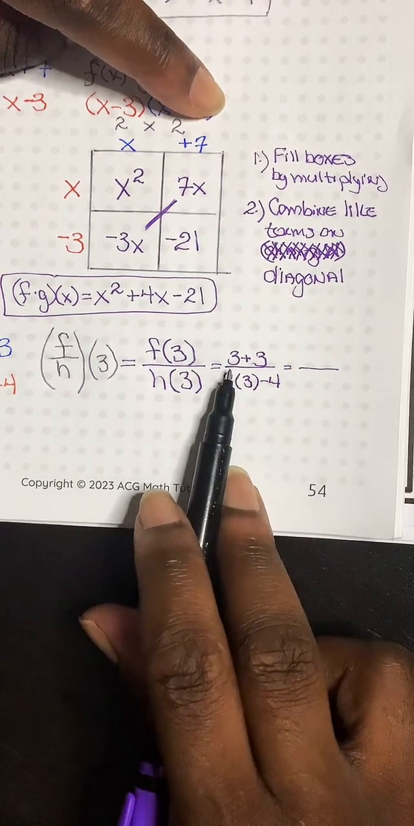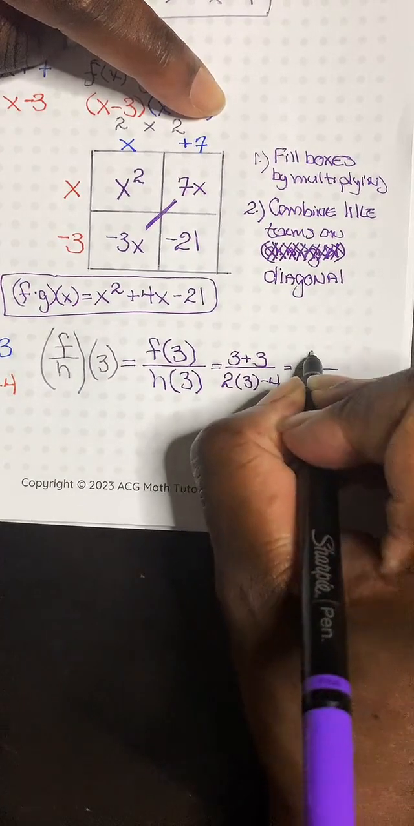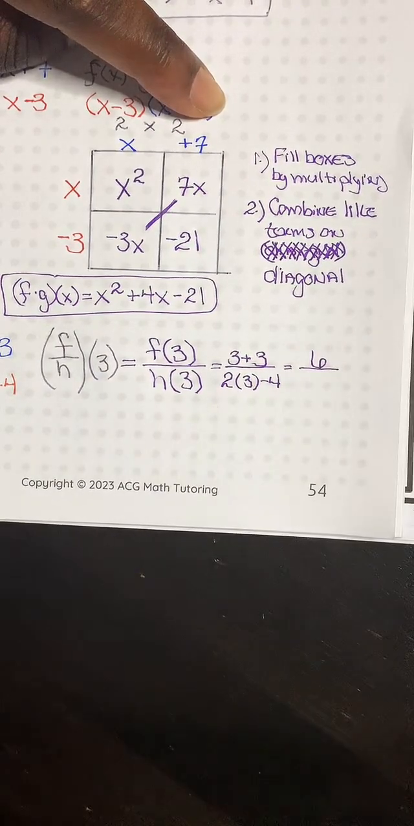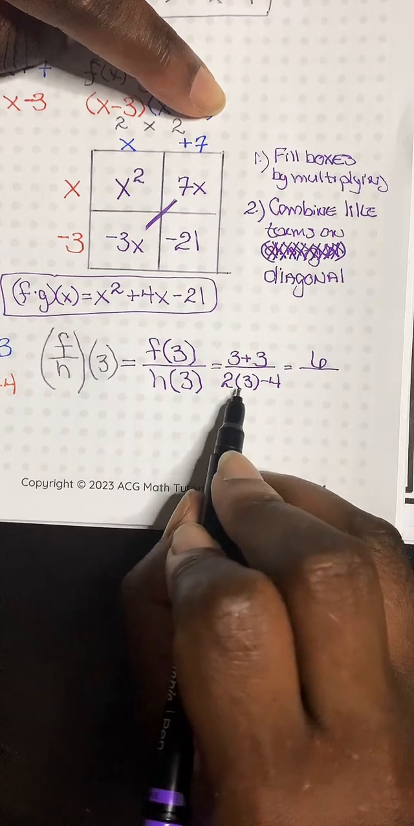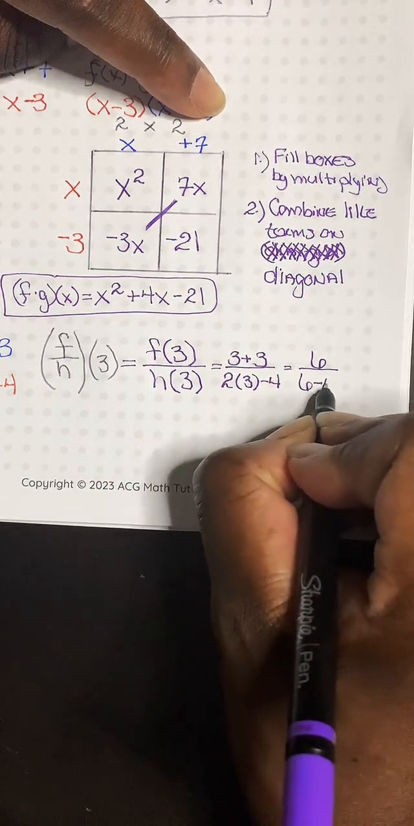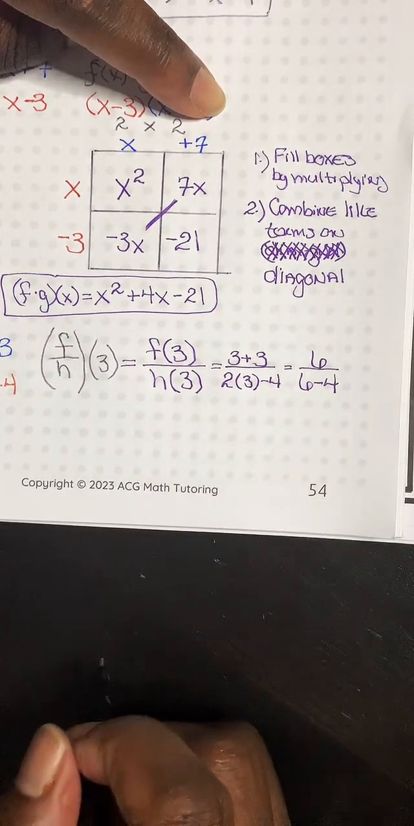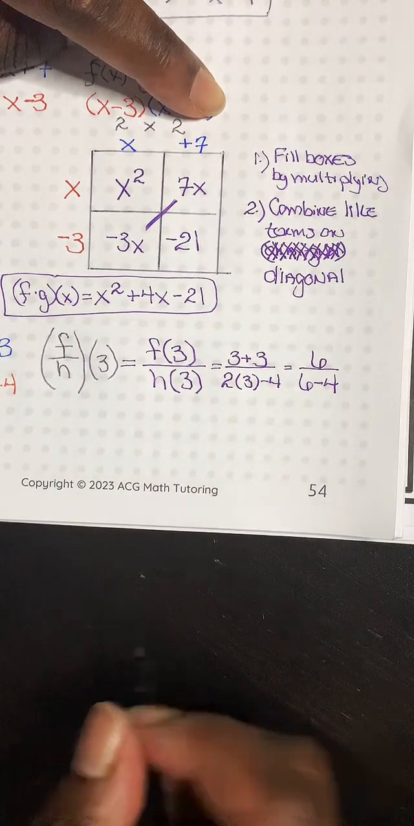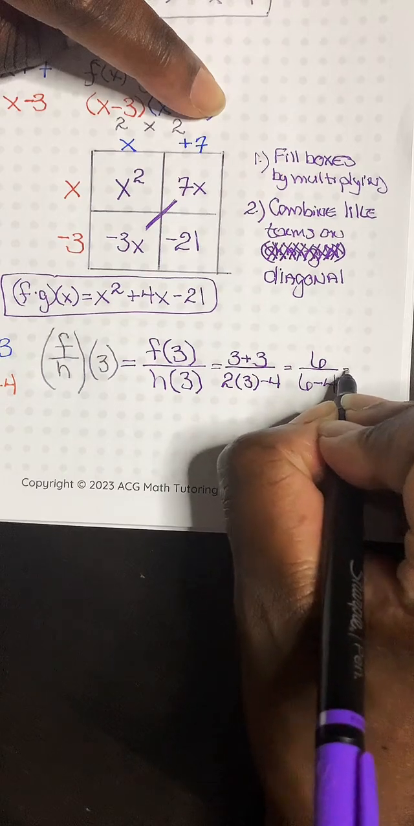So now we have 3 plus 3. That gives us 6. Not to insult your intelligence. 2 times 3, which also gives me 6. But it's 6 minus 4. And 6 minus 4 gives us 2.